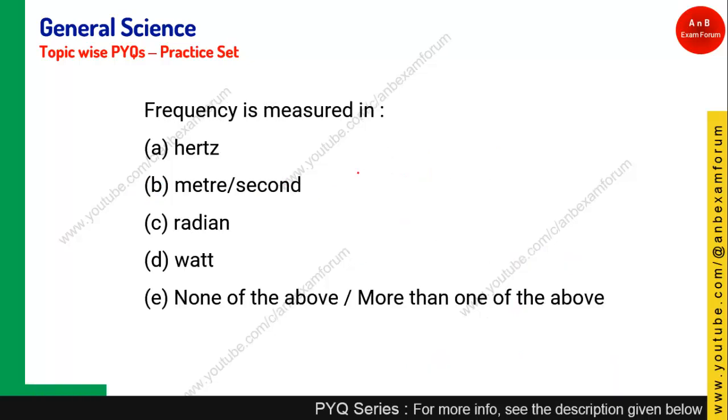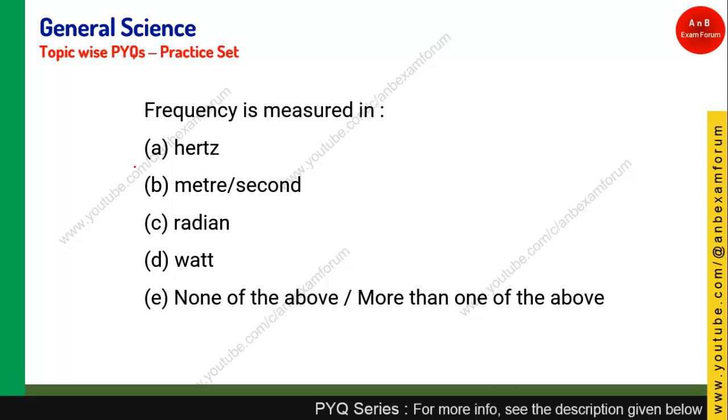Let's see the next question. Frequency is measured in what? Okay, so frequency is measured in hertz. Just now we have seen hertz is the inverse of time period. Okay, so frequency is measured in hertz. Okay, so option A is the right answer.